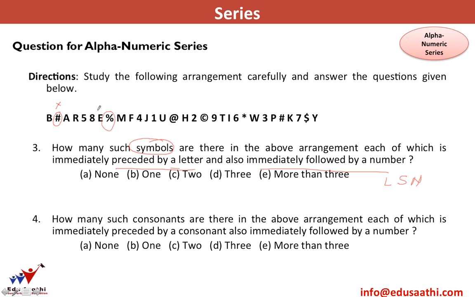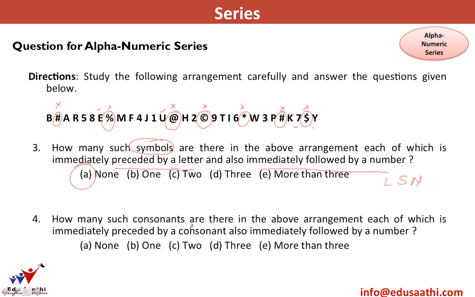Second symbol, preceded by a letter not followed by a number, again not in my set. The third symbol, again preceded by a letter but not followed by a number, not in my set. This is not preceded by a number, again not in the set. Not preceded by a number, not in my set. Preceded by a letter but not followed by a number, and this is also not true because it's not preceded by a letter, it is preceded by a number and followed by a letter, the reverse of what we are looking for. So the correct option here is none of the above.